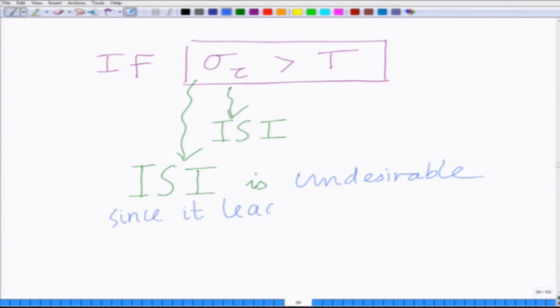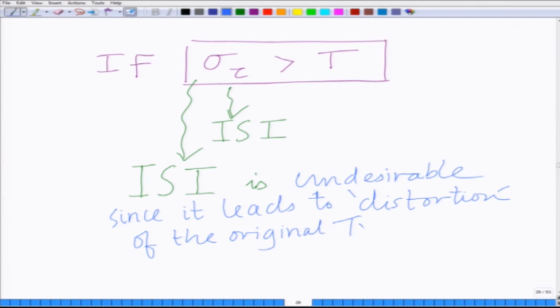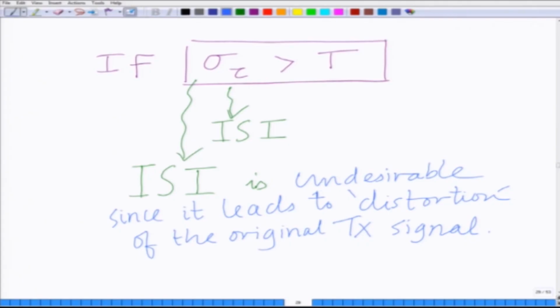since it leads to distortion of the original transmitted signal. So, what we are saying is that if these different symbols interfere at the receiver, it leads to a distortion of the original signal that has been transmitted. Therefore, ISI in the wireless communication system is undesirable, which means we need the delay spread to be smaller than the symbol time, because if the delay spread is larger than the symbol time, it is leading to inter-symbol interference. Therefore, ideally we need the symbol time to be larger than the delay spread to avoid ISI.